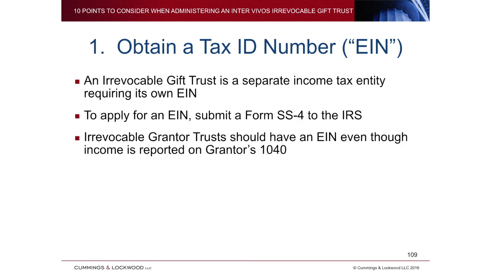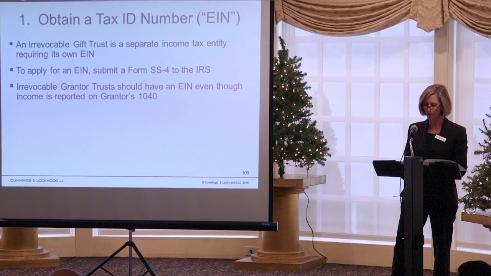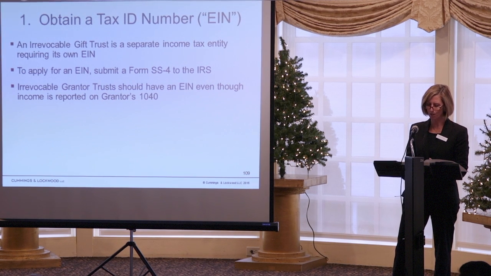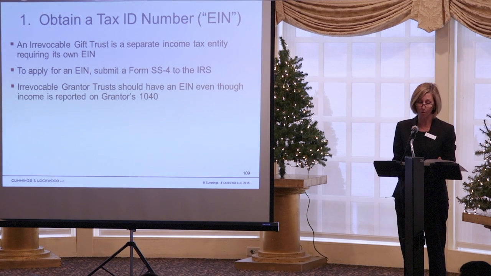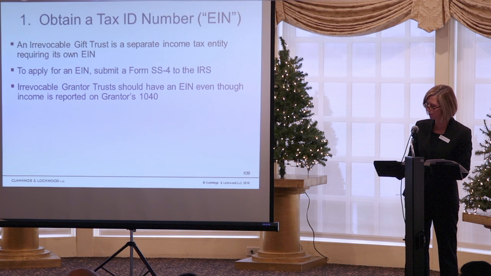So the first point is that when you do establish an irrevocable gift trust, you do need to obtain a tax ID number for the trust, since it is a separate income tax entity. Even if it's going to be functioning as a grantor trust, and all income is going to be reported on the grantor's 1040 and not on an income tax return filed by the trust, it still should have its own tax ID number to make sure you identify it as a separate entity.